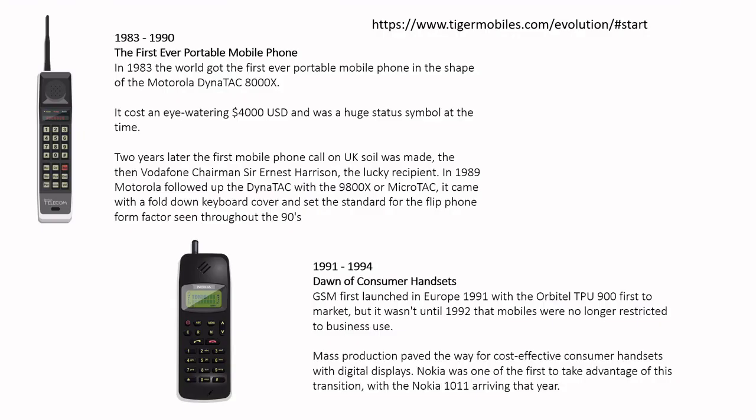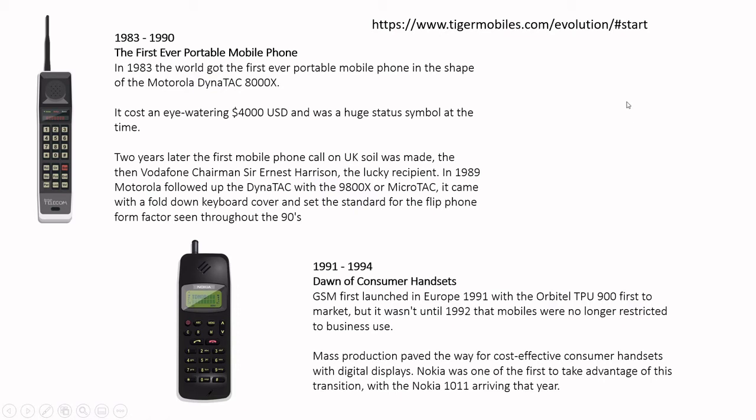So this is just showing you basically how mobile phones have changed. So from 1983 to 1990, so the first portable mobile phone, like a massive old thing, cost about $4,000. Quite a status symbol to have it, but comparing it to now, it's shocking.